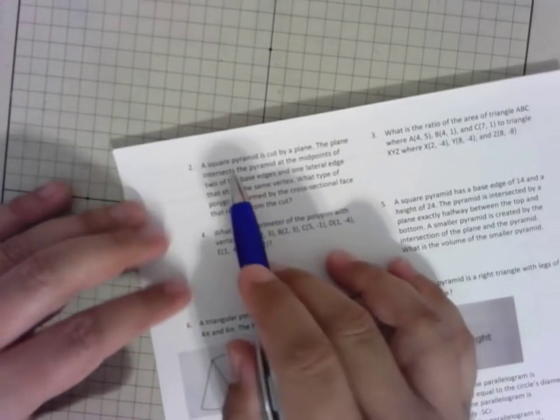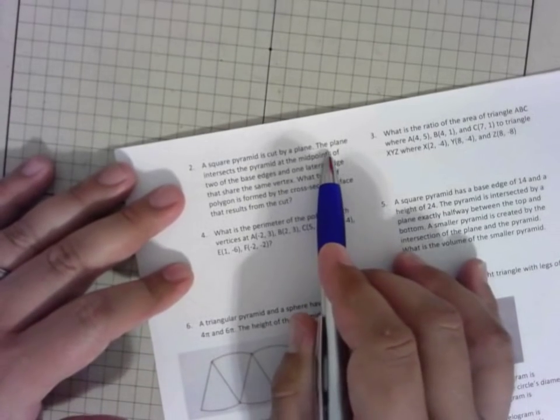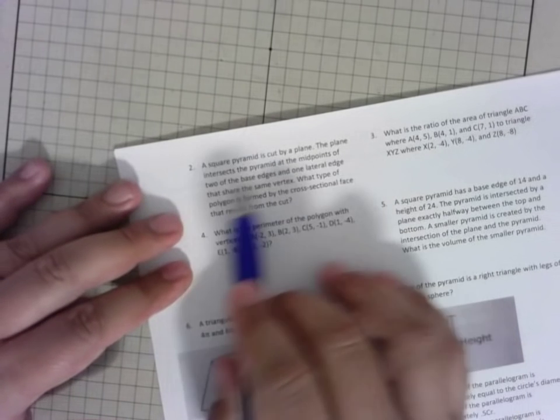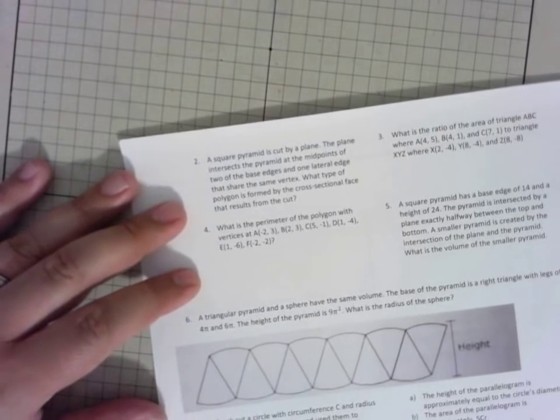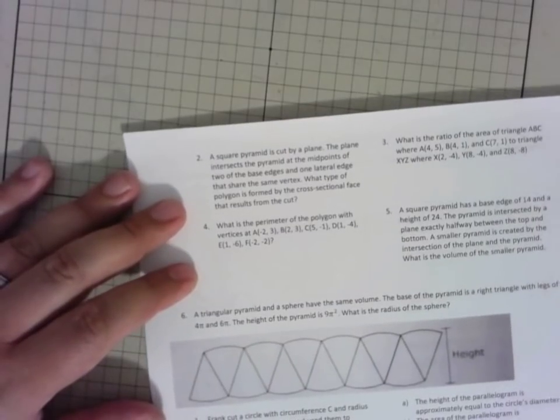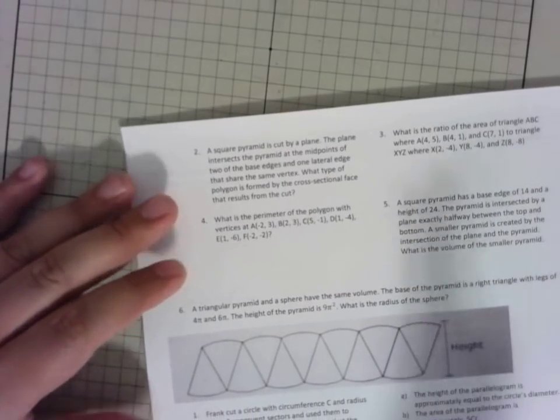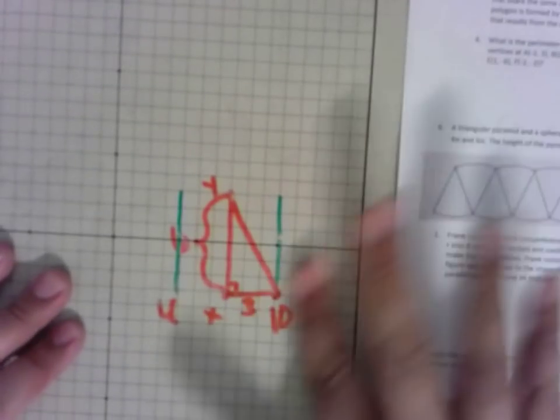Alright. A square pyramid is cut by a plane. The plane intersects the pyramid at the midpoints of two of the base edges, and one lateral edge that share the same vertex. What type of polygon is formed by the cross-sectional face? You're taking a three-dimensional shape and turning it two-dimensional by cutting it.